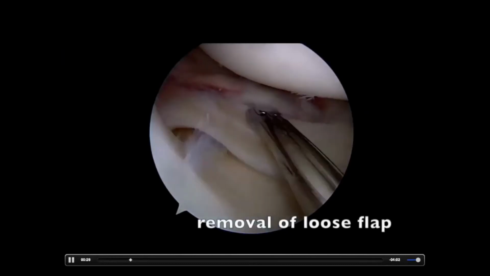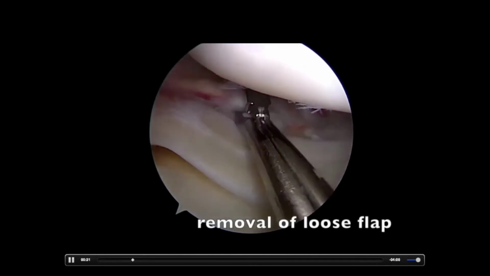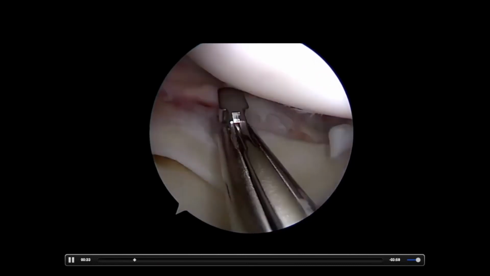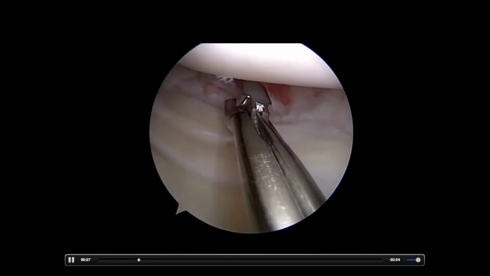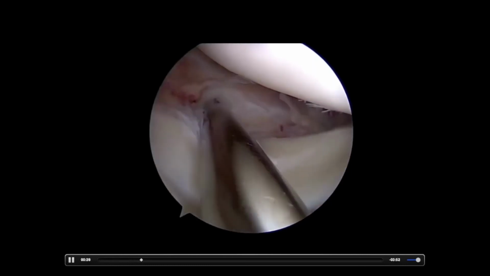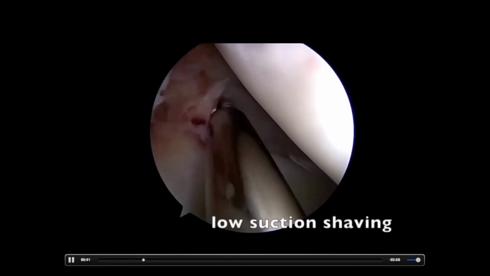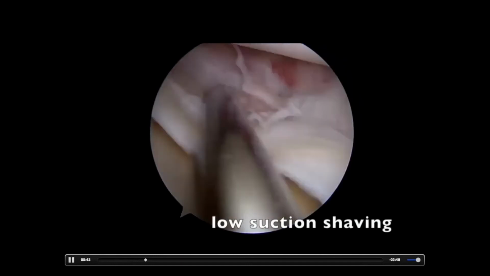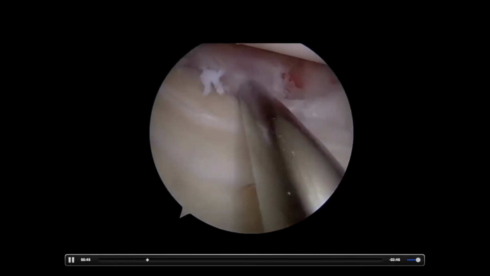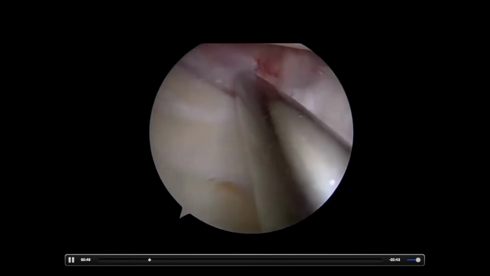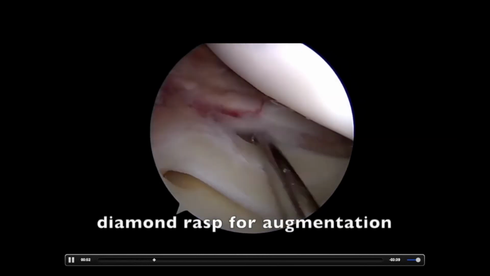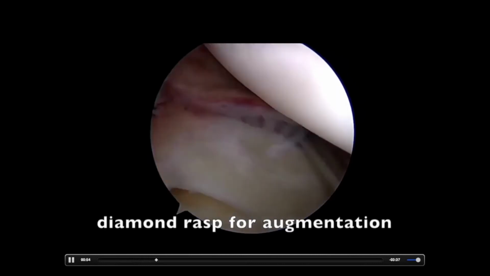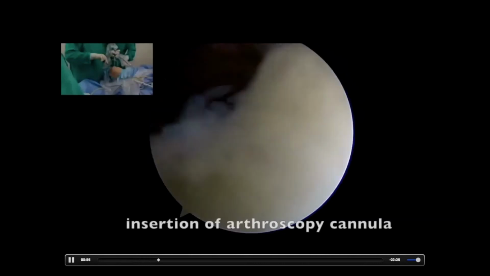So what we do next is we take out all the loose flaps that are present, medial or central or peripheral flaps. And the next step is biology enhancement. We can do low suction shaving so that the edges are abraded and the pericapsular tissues are abraded, so that vascularity will be increased. Diamond rasp shaving is done to augment the vascularity.